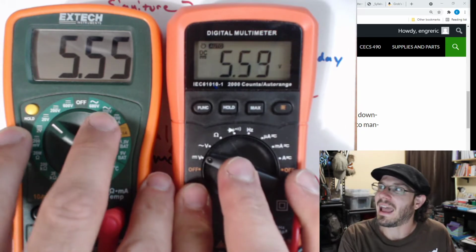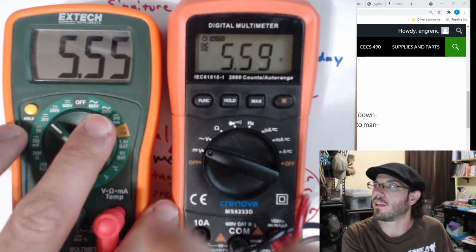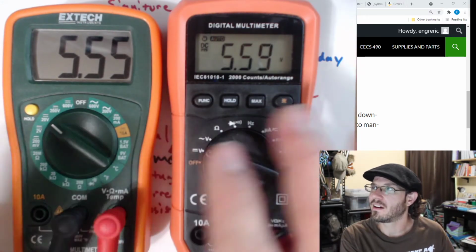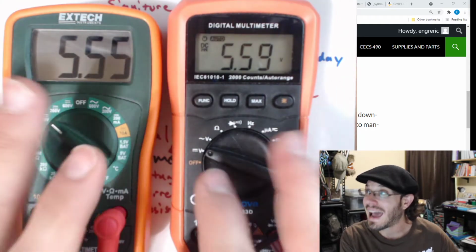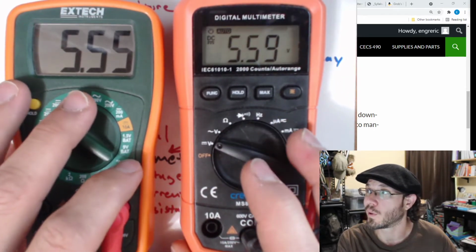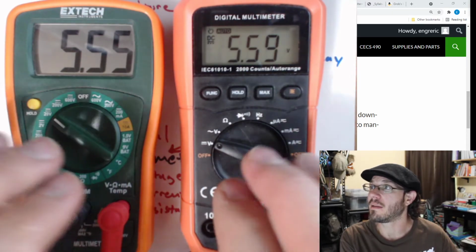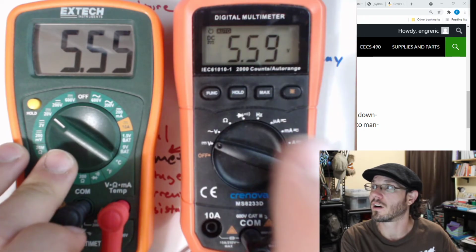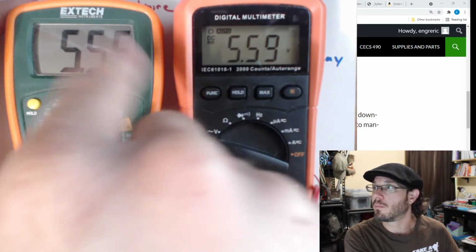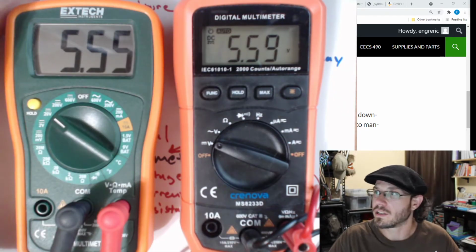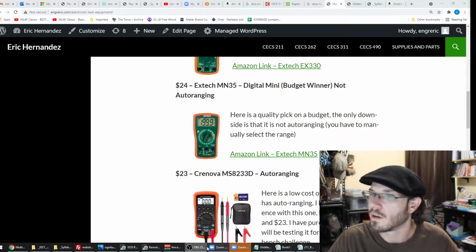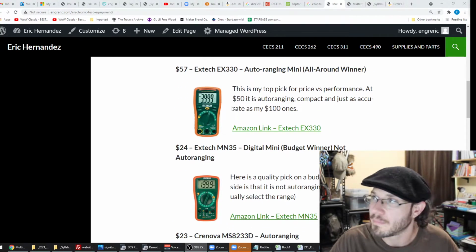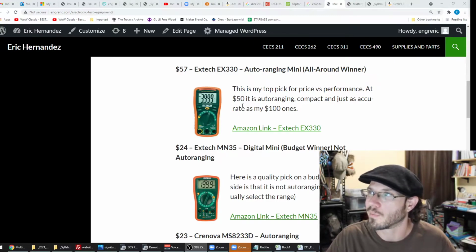So, judging by that, it does appear like this is better value for the dollar than this one. But I just want everyone to be aware that there has to be a quality difference between these two because these are the same price, yet this one has a lot more functionality as far as the auto ranging. Now, if you want the brand name in auto ranging, go back over here. There's a $50 one that is auto ranging. It's made by X-Tech. This is an awesome multimeter too.